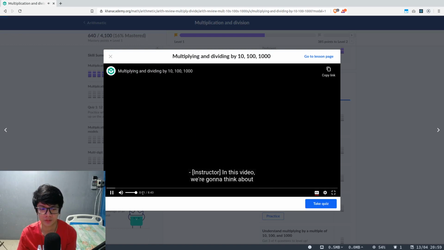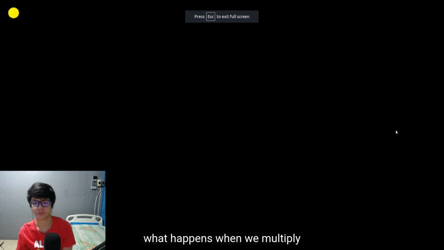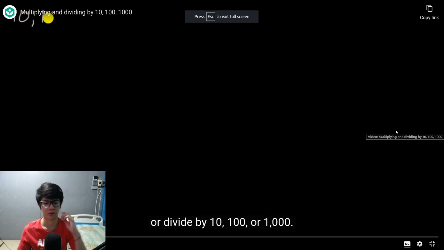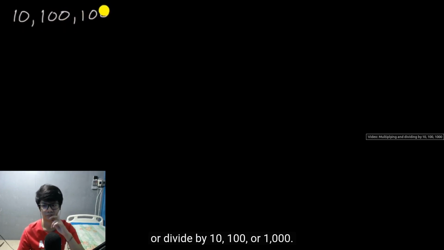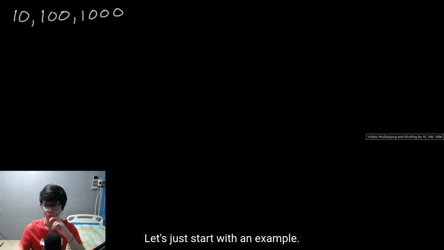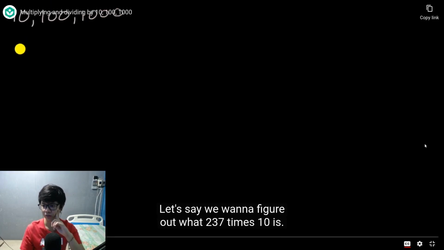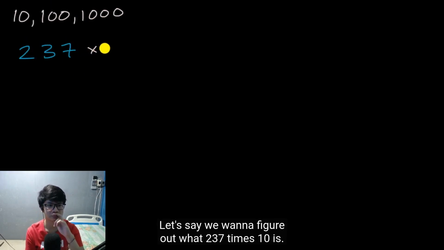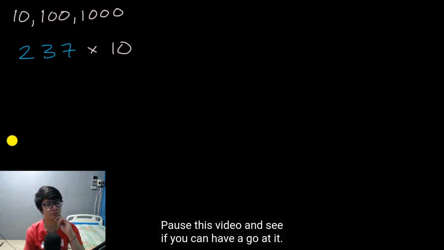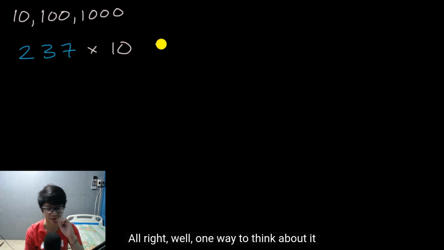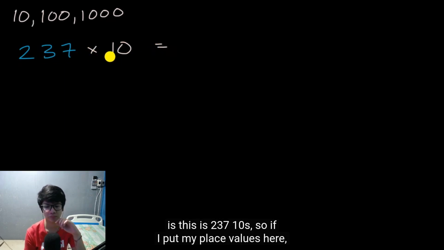In this video, we're going to think about what happens when we multiply or divide by 10, 100, or 1,000. So let's just start with an example. Let's say we want to figure out what 237 times 10 is. Pause this video and see if you can have a go at it. All right. Well, one way to think about it is this is 237 tens.